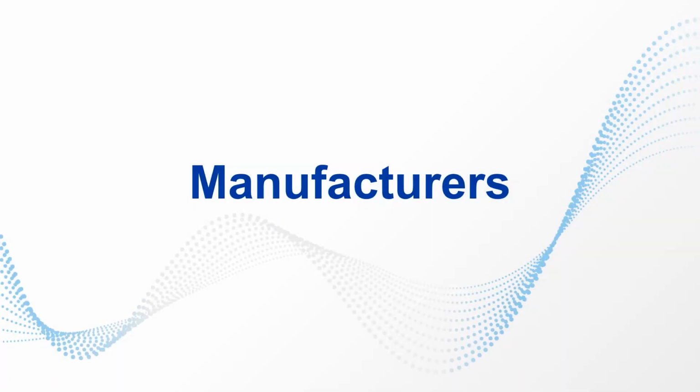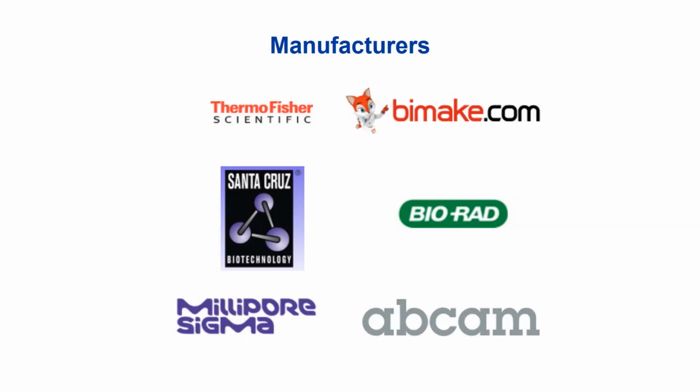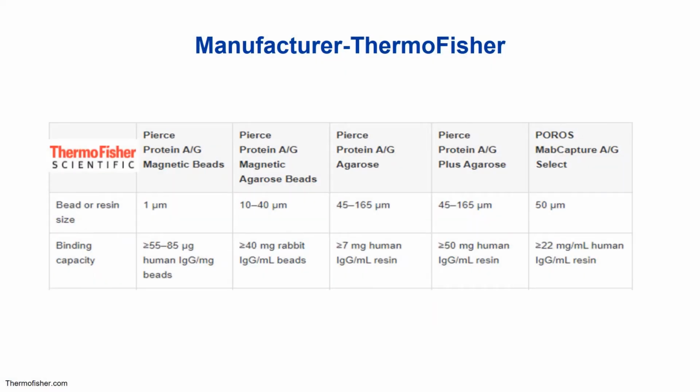The next part is about manufacturers. There are many manufacturers providing protein A and G products for antibody purification, such as Thermo Fisher, BioVision, Santa Cruz, Bio-Rad, Millipore Sigma, and Abcam. For example, Thermo Fisher provides different kinds of protein A and G products like magnetic beads, magnetic agarose beads, and agarose, and they are based on their different properties like bead or resin size and their binding capacity toward different antibodies.